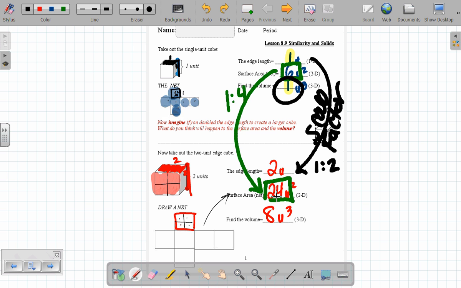I'd like you to circle your volumes now. Circle your volumes, and connect the volumes. You don't have to reduce. Look what happened to the volume, folks. We doubled the edge length. There's a pattern here. Pack your baggies, put them in the back.